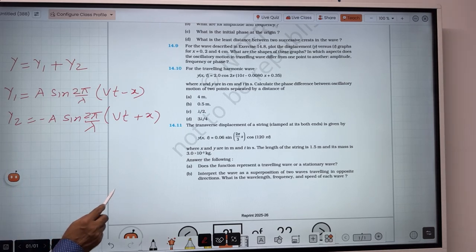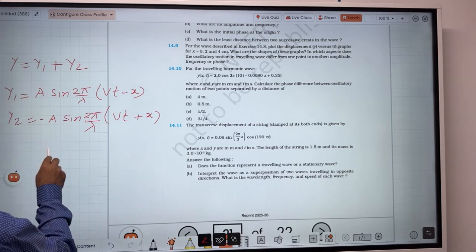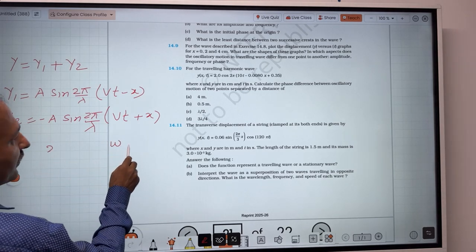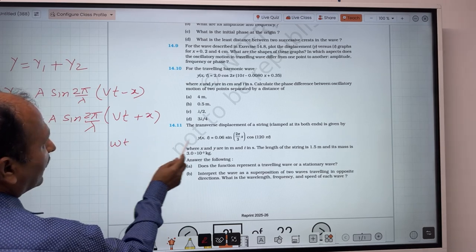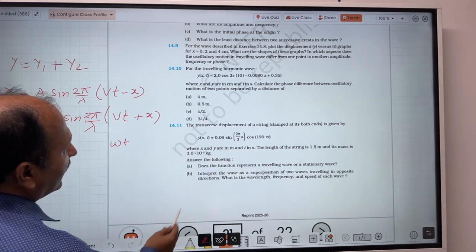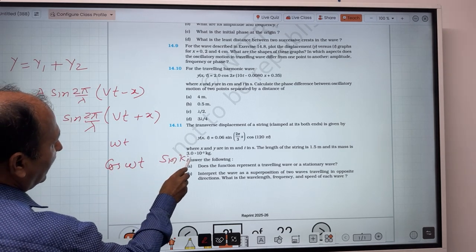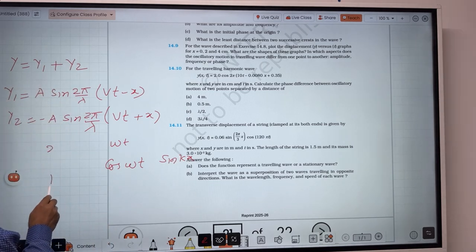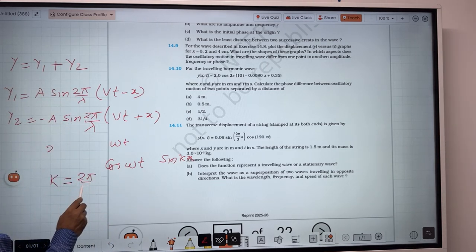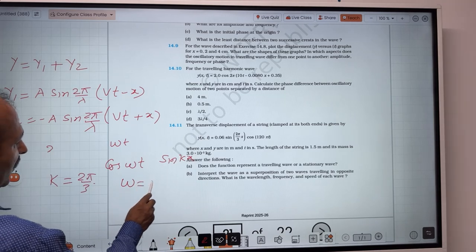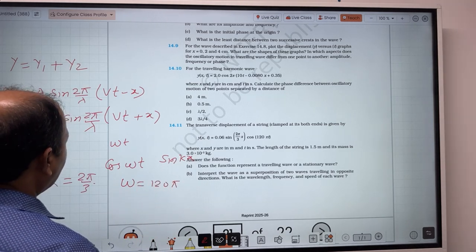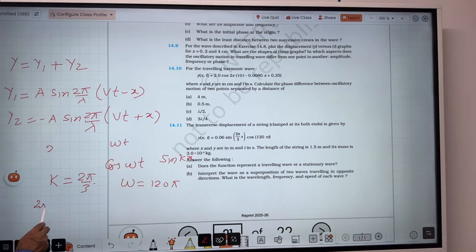So let's write. This is cos omega t sine kx, cos omega t sine kx, right? So omega is 120 pi, right? And k is 2 pi by lambda, right? So this is 2 pi by 3. So from here we will get lambda equal to 3 meter, correct?